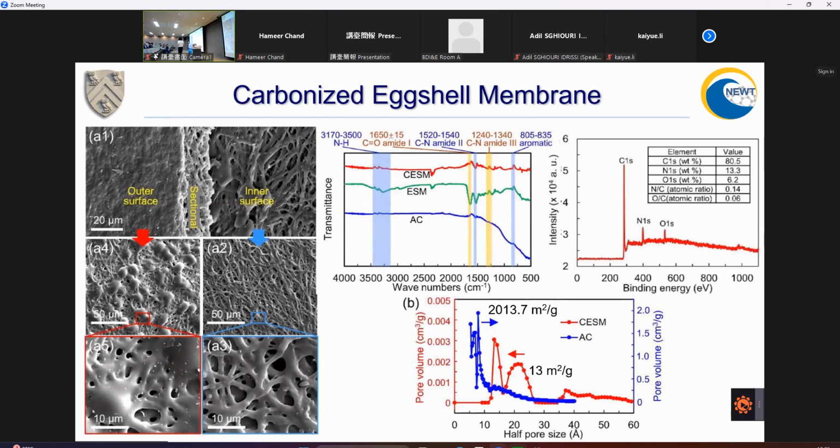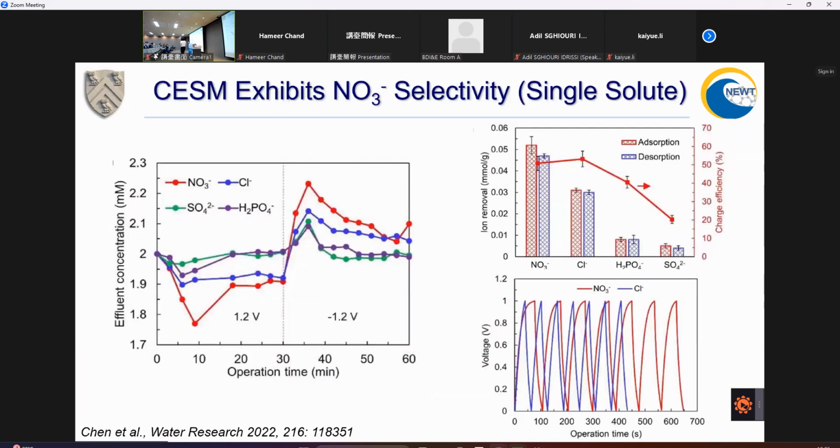And you can see it's a highly porous network, but it has fairly low specific surface area because this material is not activated, unlike your activated carbon. So it doesn't have any micropores. It has very large pore sizes. So here you can see fairly distinct three pore size regions. And as a result, it has very low specific surface area compared to this commercial activated carbon. However, this material has significantly higher selectivity towards nitrate compared to activated carbon.